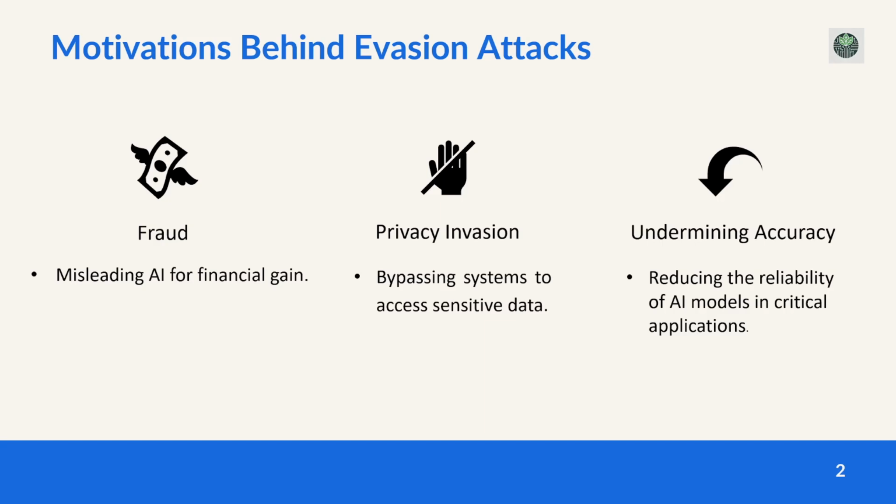This is when the attacker wants to bypass AI systems specifically designed to protect sensitive information, gaining unauthorized access to personal or confidential data. Lastly, attackers might aim to undermine model accuracy in high stakes applications. Think of healthcare or autonomous vehicles, where these AI errors can have very serious consequences.